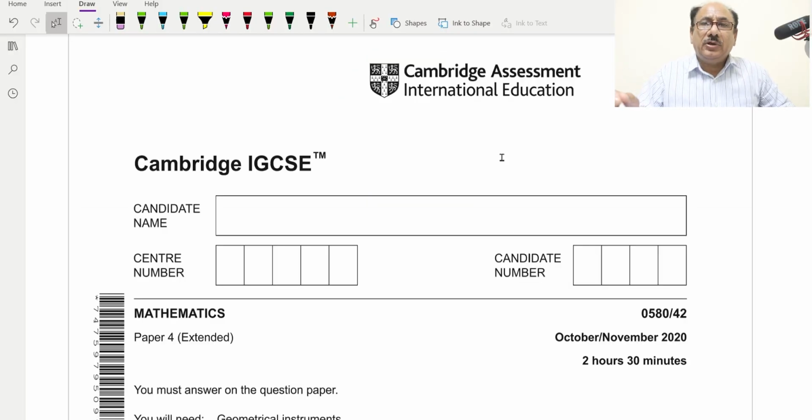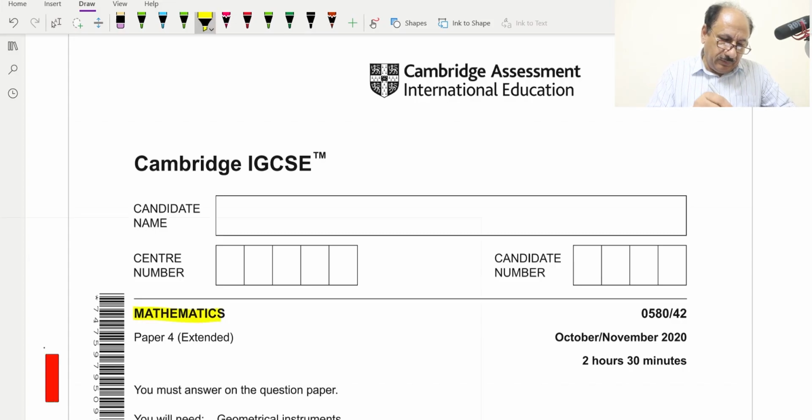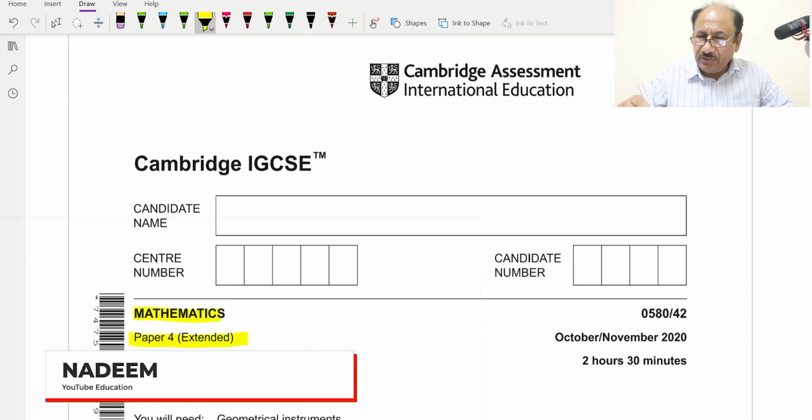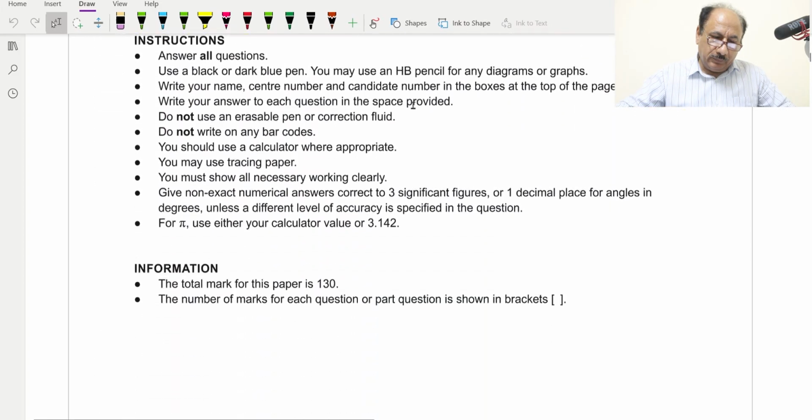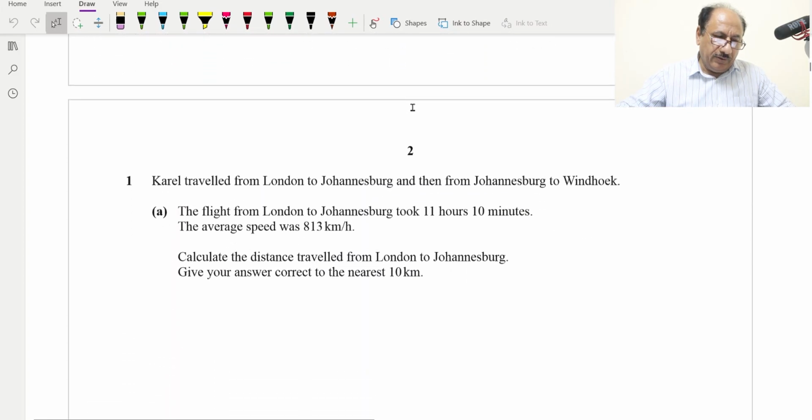Hello everyone. Today we'll be going through Cambridge IGCSE Mathematics Paper 4 Extended 0580/42 October/November 2020. Question number 1.